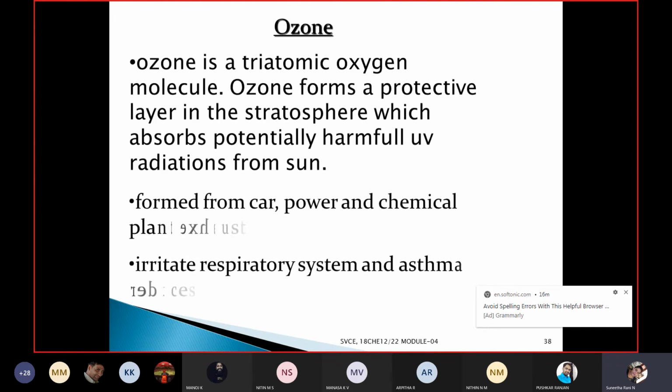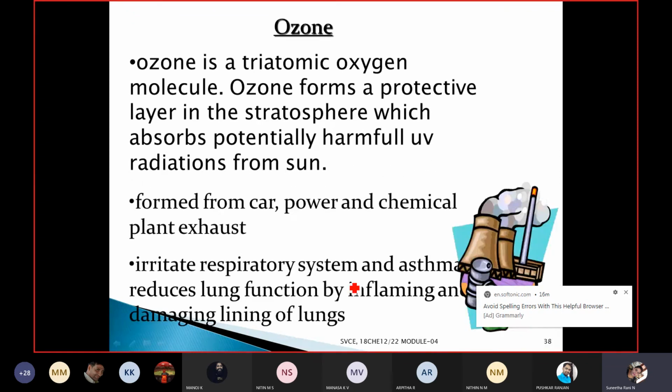So when you look at ozone here, it is a triatomic oxygen molecule, and it protects the layer from the stratosphere, and potentially harmful UV radiation is blocked. And this is formed from car power and chemical plant exhaust.